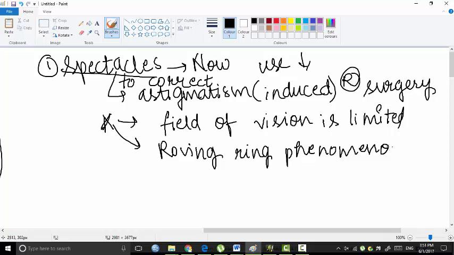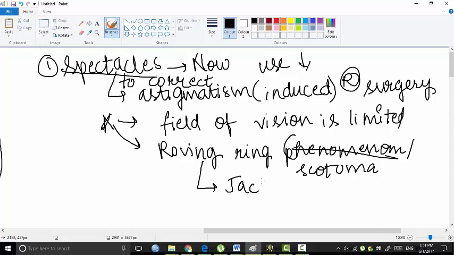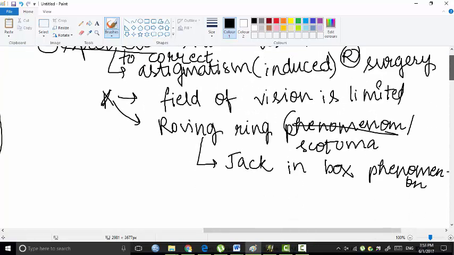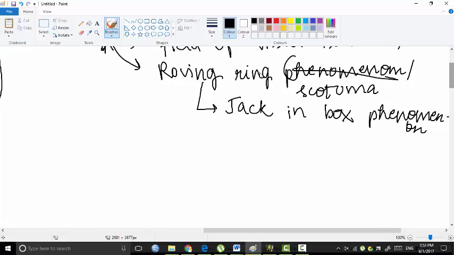What is the roving ring phenomenon, or roving ring scotoma? This is also called the jack in the box phenomenon. So for understanding this jack in the box phenomenon or roving ring scotoma, let me draw a small diagram.